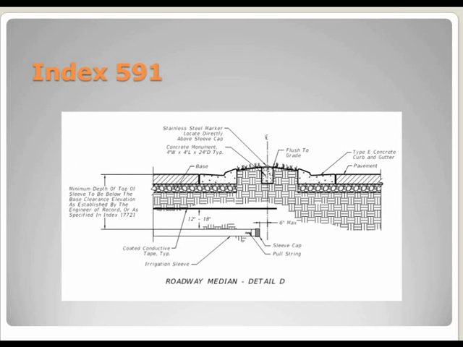Detail D is a section through the median. It shows where the actual sleeve comes into the drawing, and there's another stainless steel marker here in the center that will locate the end so that when they have to come in and put in sprinkler heads, they'll know where to tie that connection.